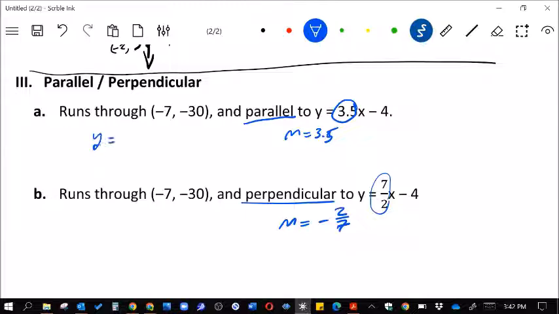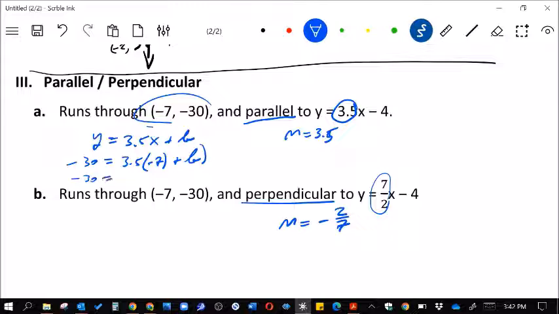So in this case, I'm going to do y equals 3.5x plus b. Let's put in these numbers for this point. -30 equals 3.5 times -7 plus b. So 7 times 3 is 21, and then 7 times 0.5 is 3.5 more. There are a couple of ways that you can calculate that out. I believe that comes to -24.5. So we have -30 equals -24.5 plus b.